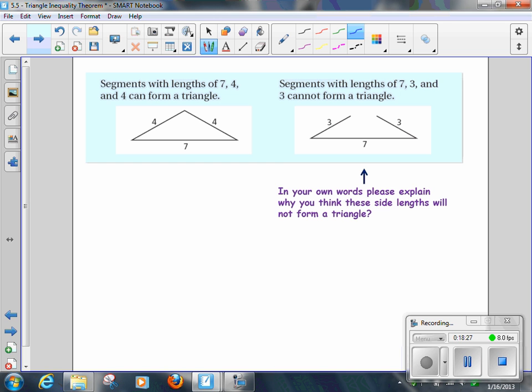Segments with lengths of 7, 4, and 4 can form a triangle. Segments with lengths 7, 3, and 3 cannot. Why do you think that is? It is an inch shorter on both sides, isn't it? Anybody see anything else maybe? Make any speculations? Part of it, but if it's a triangle, it can only be 3 sides, can't it?